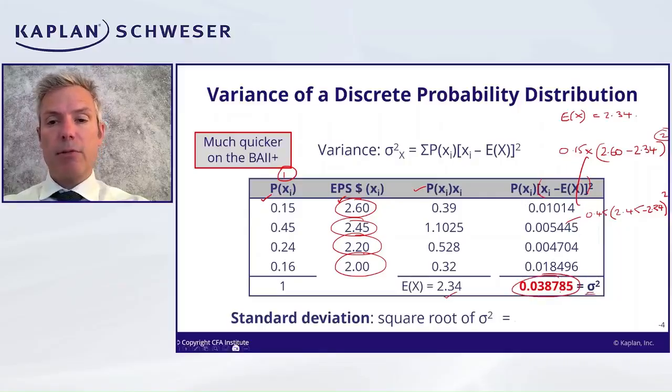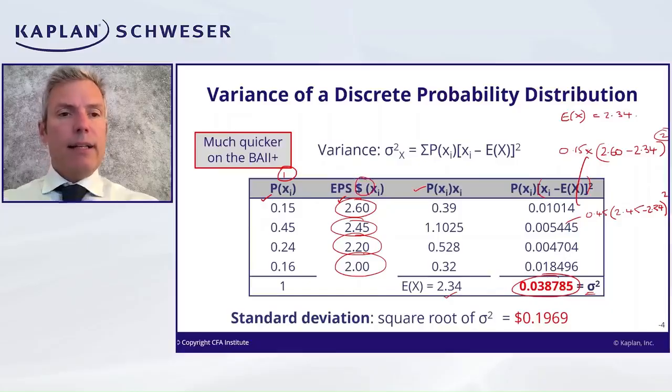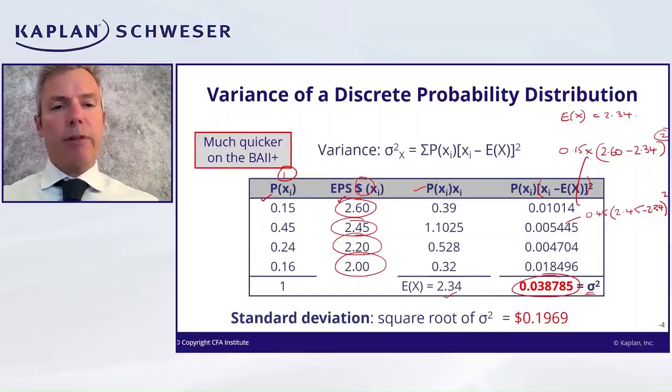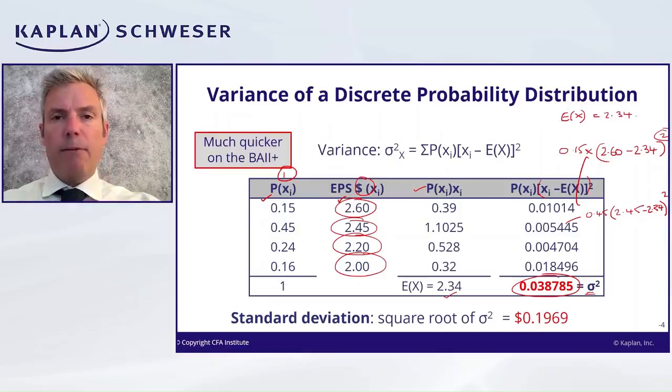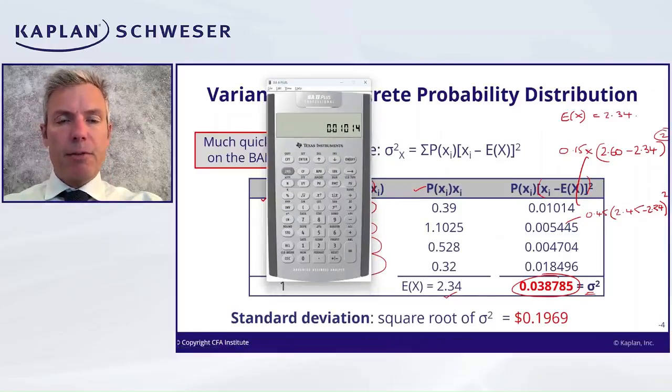So then you can take the square root of that to get back to your standard deviation. And your standard deviation is in the original units, so we're looking at dollars here. Now there's a box there that says this is much quicker on the calculator. Once again, I'm not a fan of relying on the calculator. I've said that before in a previous model.